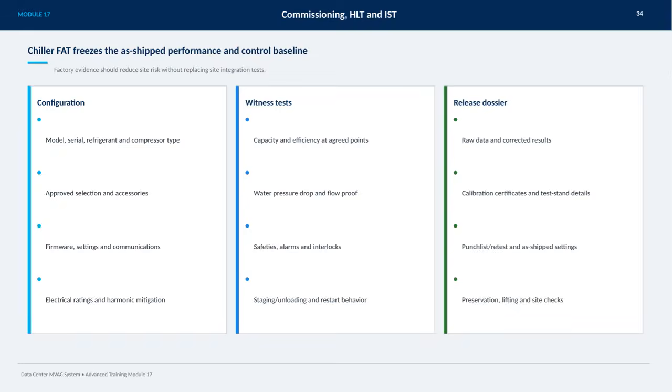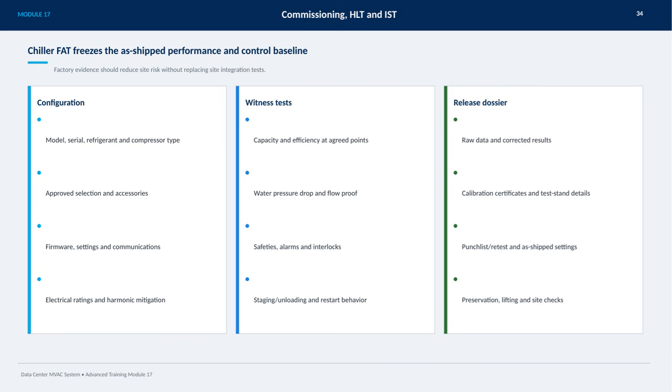This slide covers the role of the Chiller Factory Acceptance Test, or FAT, in establishing a frozen baseline for performance and control as it leaves the factory. The key idea here is that factory evidence should significantly reduce site risk, though it doesn't eliminate the need for integration tests on site. We begin with configuration details, including the model, serial number, refrigerant type, and compressor specifications. This ensures the product matches the approved selections and accessory requirements.